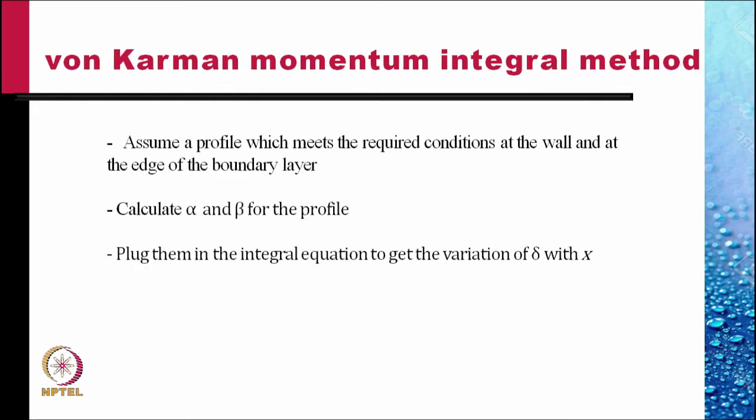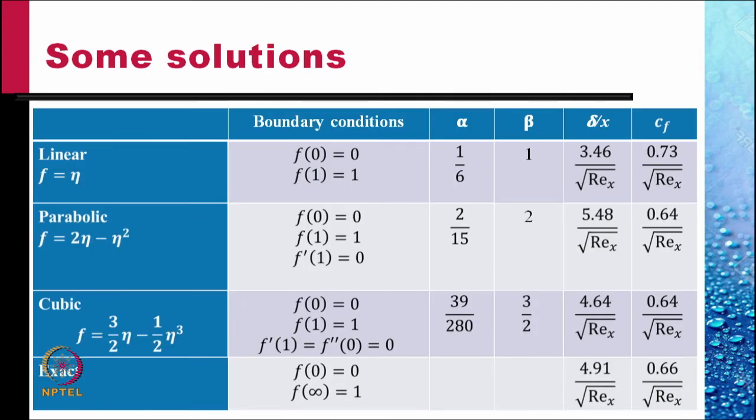So the method has the following steps. Assume a profile which meets the required conditions at the wall and at the edge of the boundary layer. Calculate alpha and beta for the profile, and plug them in the integral equation to get the variation of delta with x. In this table, we have tried three different profiles: linear, parabolic, and cubic, and compared them with the exact profile. Really not exact, but the solution obtained by Blasius.